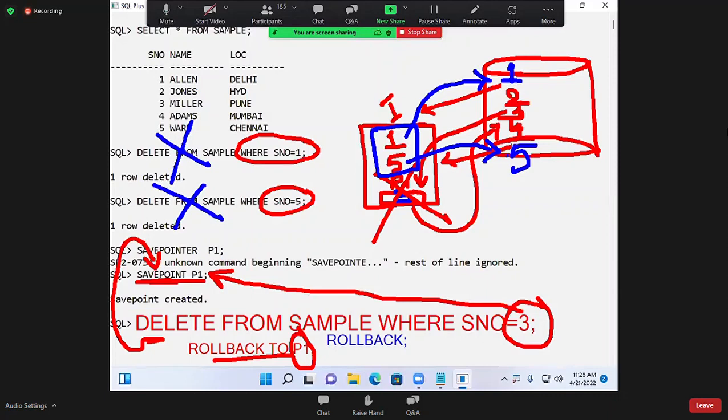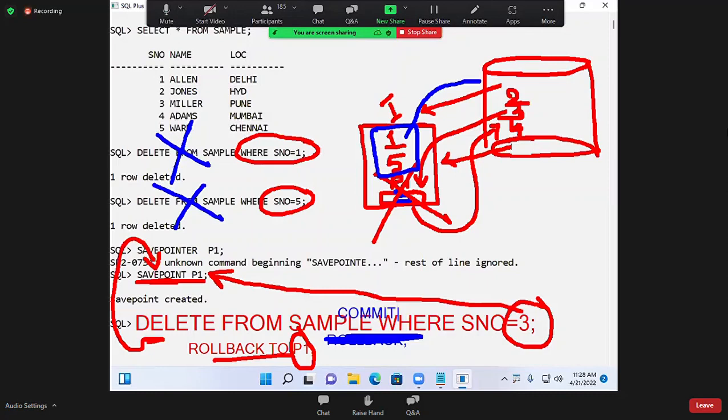Okay. Suppose, sir, I don't want 1 and 5 here. I don't want them means I want to delete them permanently. The remaining 1 and 5, which were under instance memory, I want to remove permanently. So in place of rollback, what do I want to use? Yes, I want to use commit.